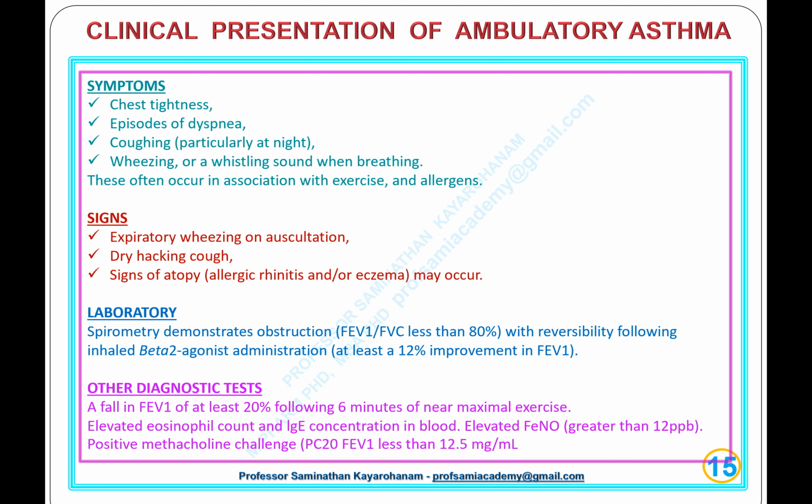This slide discussed the clinical presentation of ambulatory asthma. Symptoms: chest tightness, episodes of dyspnea, coughing, particularly at night, wheezing, or a whistling sound when breathing. These often occur in association with exercise and allergens. Signs: expiratory wheezing on auscultation, dry hacking cough, signs of atopy, allergic rhinitis and/or eczema.